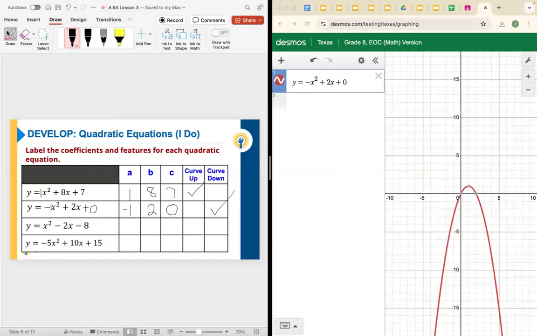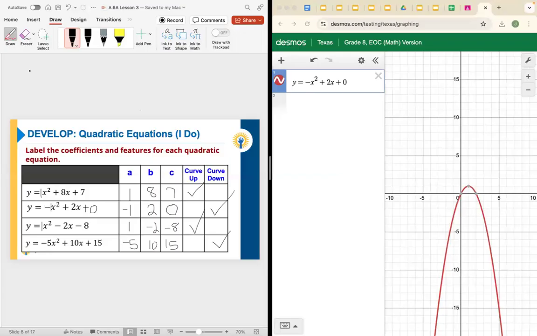Without even using our decimals, we're going to look at our A. My A is 1, B is -2, and C is -8. Because A is positive, I know this is going to curve up. A is -5, B is 10, C is 15. And because my A is negative, I'm going to be curving down.